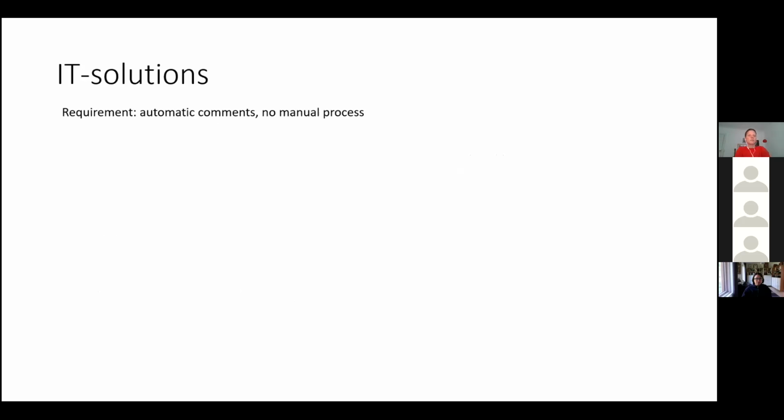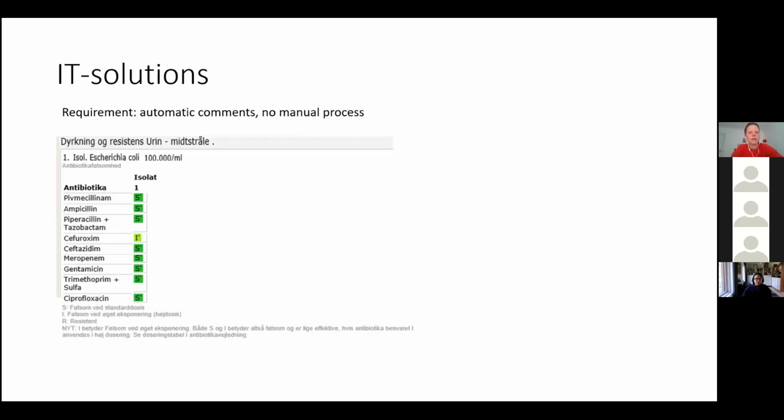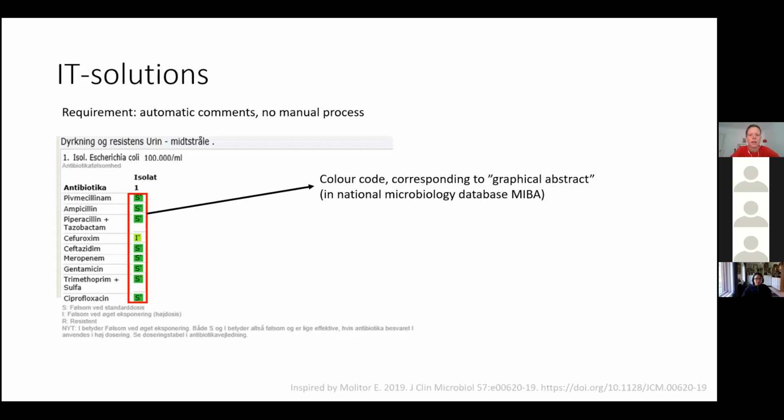For IT solutions, we started out saying we want this to work automatically. So we only want automatic comments on our reports and no manual process being involved. And that was because we thought manual processes would be time consuming and also prone to errors. So what we ended up with is this view here, which is a wild type isolate E. coli in the urine. And what we do is we use a color code, the same color code as in this graphical abstract I just showed you.